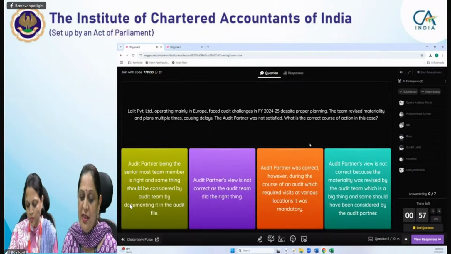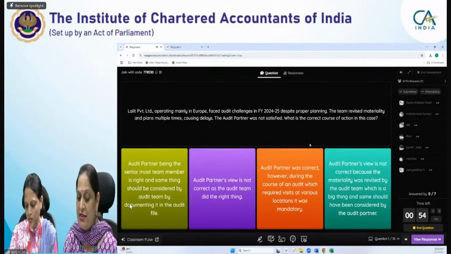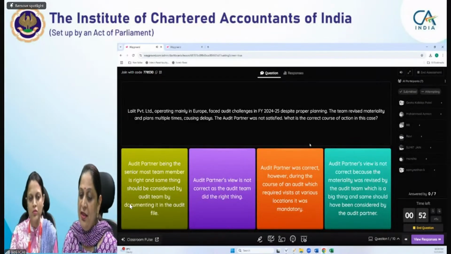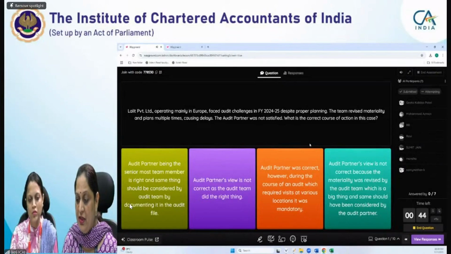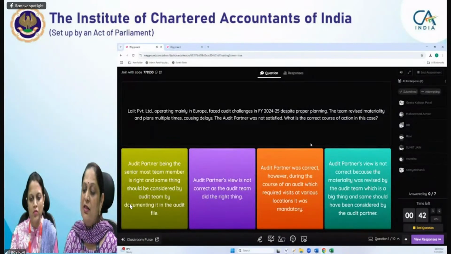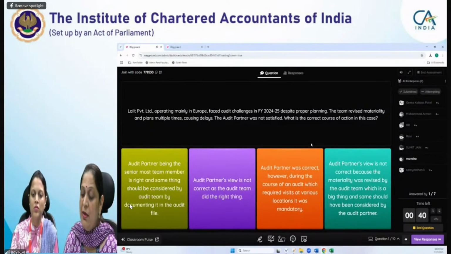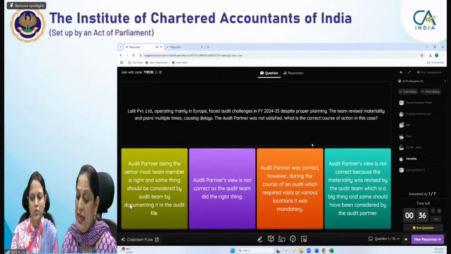The option is audit partner is not correct as the audit team did the right thing. Third option is audit partner was correct. However, during the course of an audit, it required visits at various locations. It was mandatory. And fourth is audit partner is not correct because the materiality was revised by the audit team, which is a big thing, and same should have been considered by the audit partner.